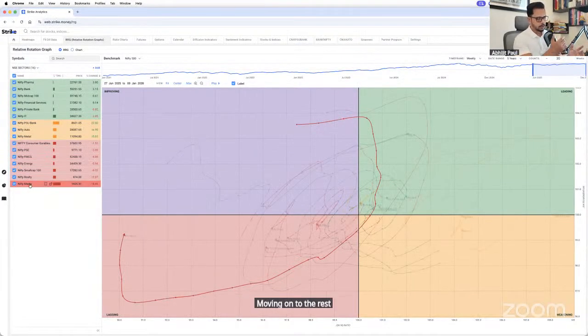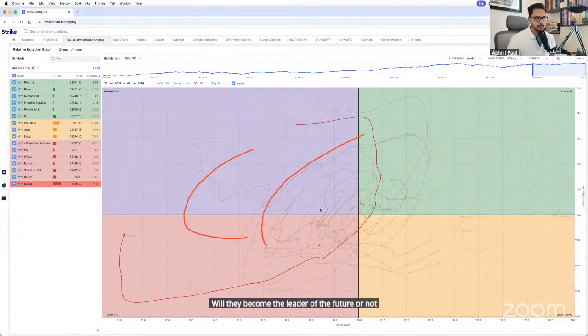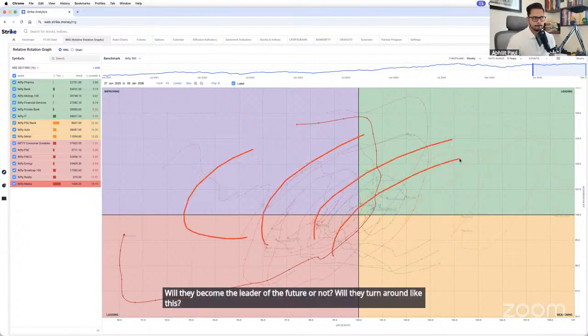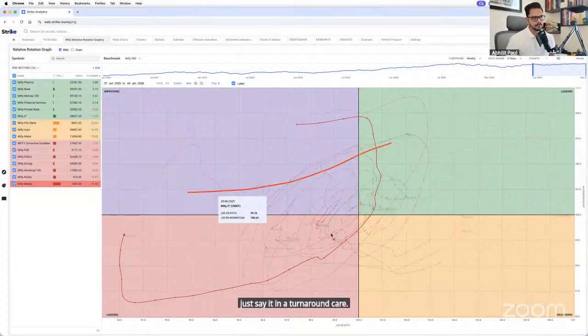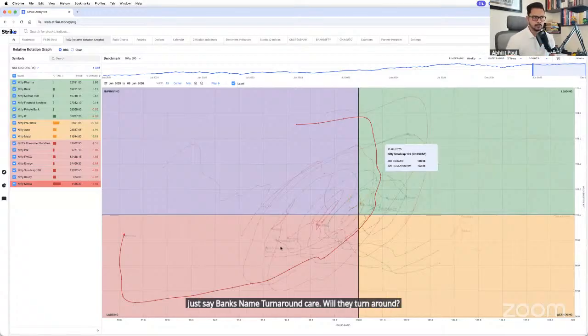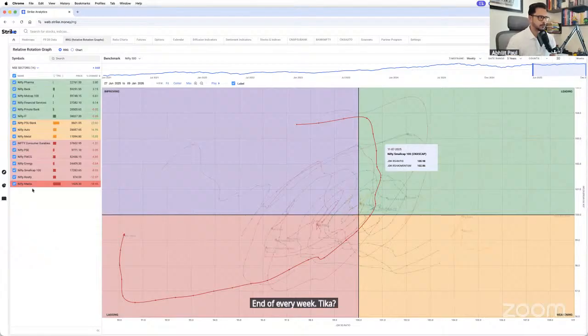Now ये जो next जो sectors होने वाले हैं, will they become the leader of the future or not? Will they turn around like this? जैसे IT ने turn around किया है, जैसे banks ने turn around किया है. Will they turn around the RRG of them? This is where it will get really interesting for the rest of the year. मेरे लिए तो it's going to be the same thing because I do this end of every week. ठीक है? So I track it quite closely.